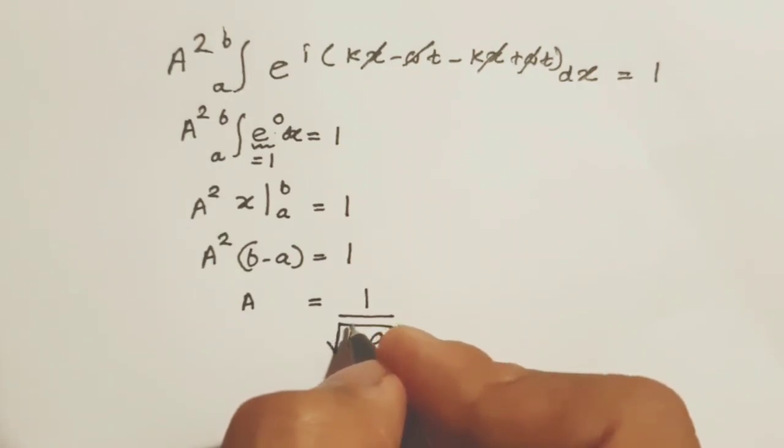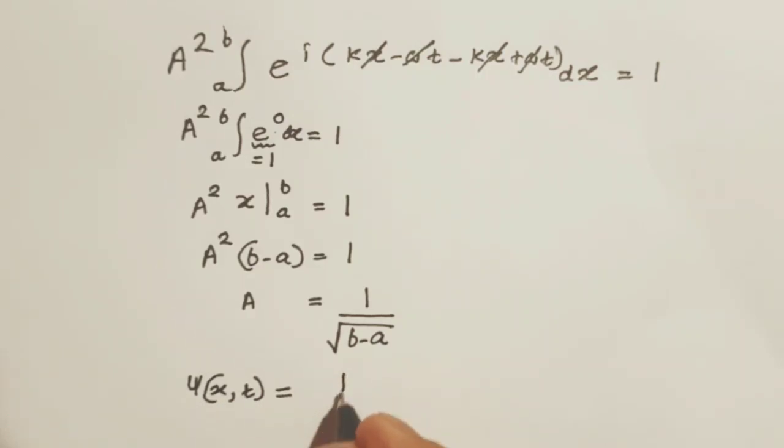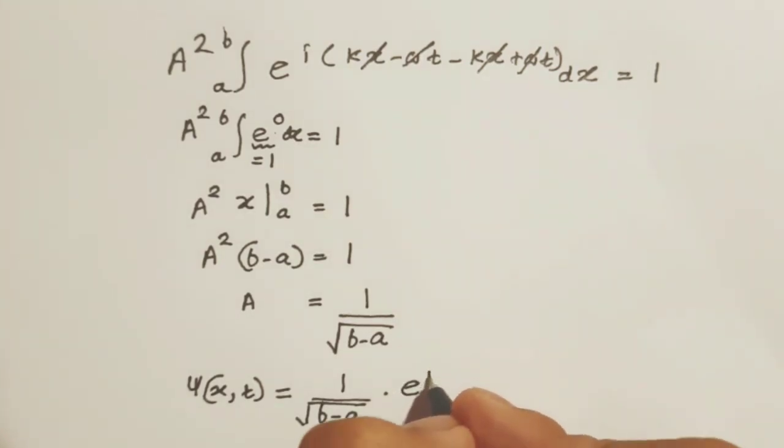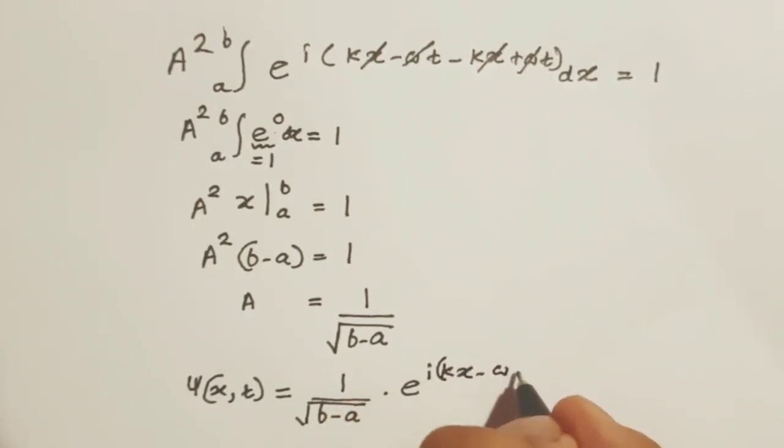So this is the constant term. So we can obtain the final equation for the wave function psi x comma t, which is equal to 1 over the square root of (b minus a) times e to the power i(kx minus omega t). This is the wave function we have obtained.